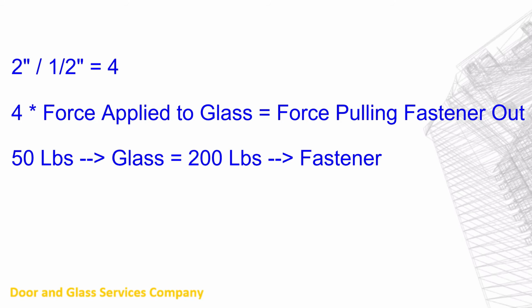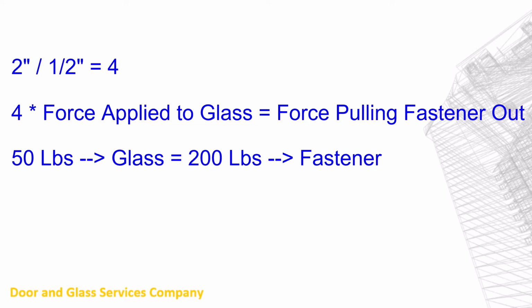So the amount of force that's applied to the glass transfers to the channel, which acts as a lever like a hammer pulling out a nail. 4 times the applied force is transferred to the screw. The screw experiences a force which pulls it out of the structure that it's attached to.